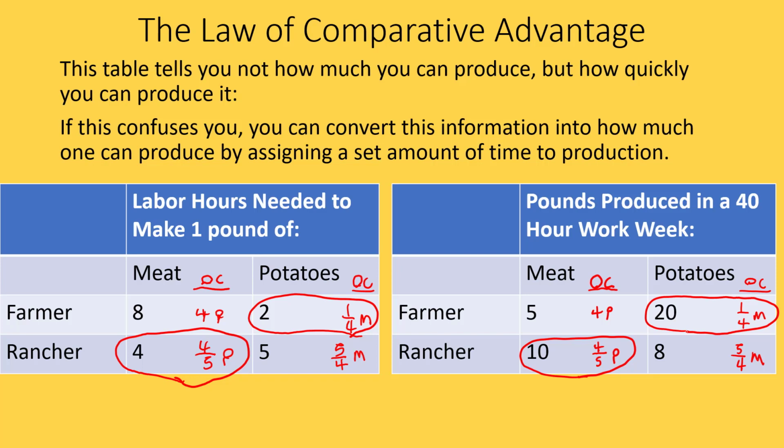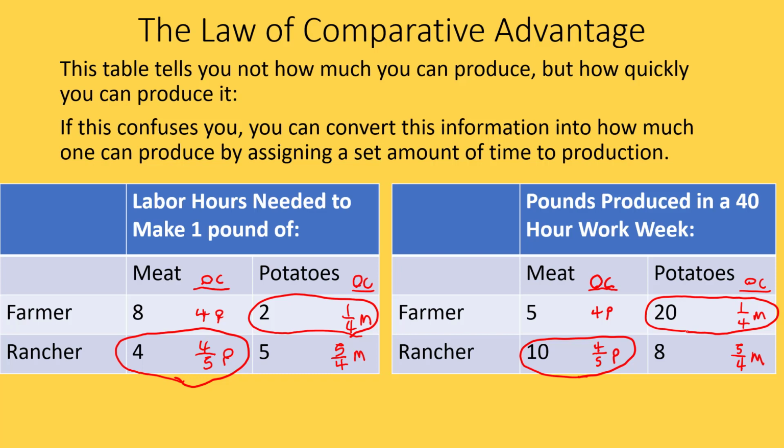So again, if you can convert the labor hours needed to make 1 pound of a good into the pounds produced in a certain amount of time, it might be easier for you to work with those numbers. Although some people can look at this first chart and work with that fairly easily as well. It could be given to you either way: labor hours needed to make 1 pound of, or pounds produced in a certain amount of time. Either way, you should be able to get that answer. Just figure out who can produce it the cheapest. That's who has the comparative advantage.